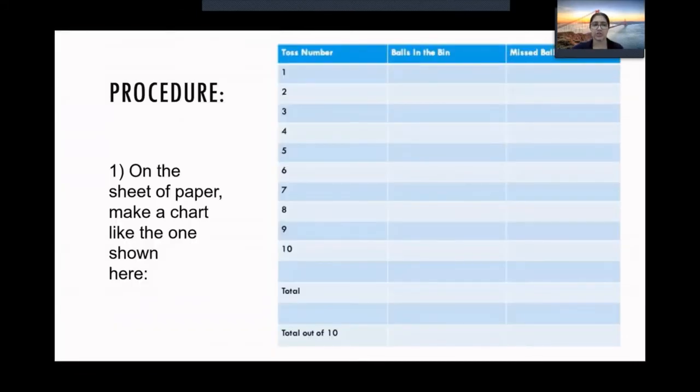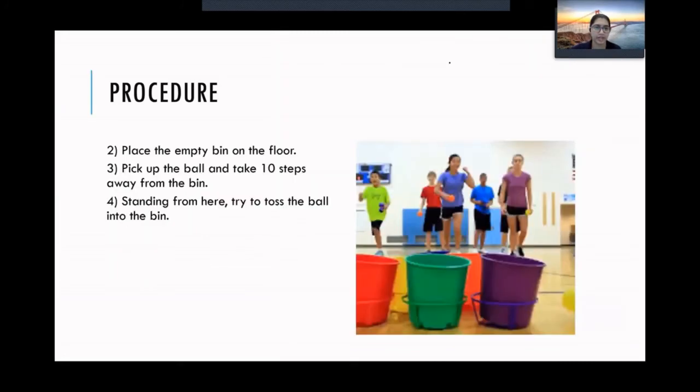So this is the procedure. On the sheet of paper that you have now, you can make a table like this. We will be doing 10 tosses. 10 is the total number. And on the second column, you will be writing how many balls you make into the bin, or in my case, the pouch, and how many times you miss the ball. And any chart of this sort would work.